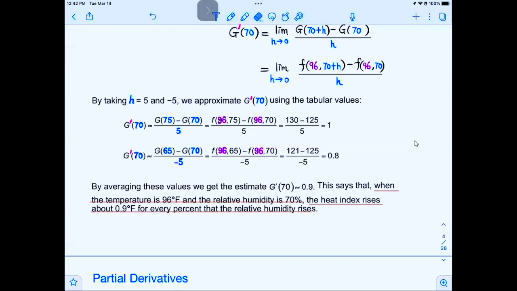Okay. So the heat index is going to go up 0.9 degrees for every percent that the humidity goes up, right? The H here is the humidity. For every 1% the humidity goes up, you feel the temperature is actually rising, even though the thermometer doesn't say so. Okay, so it's more humid. You feel that the temperature goes up.